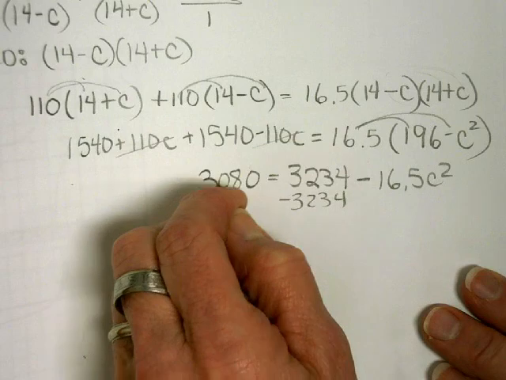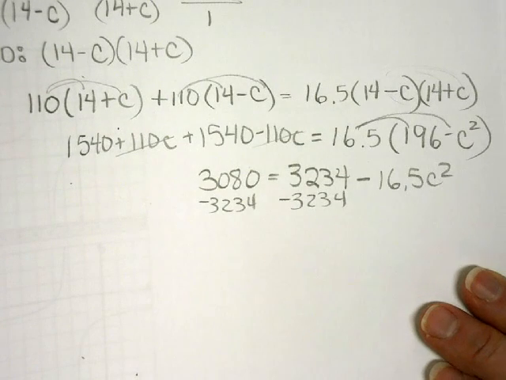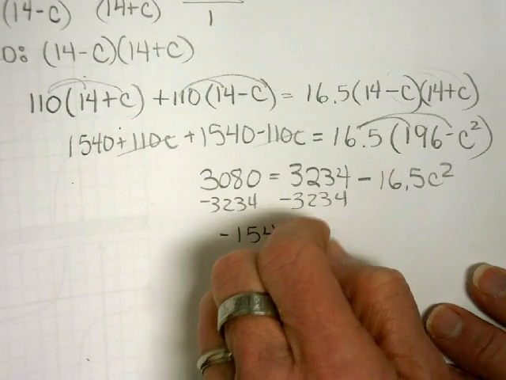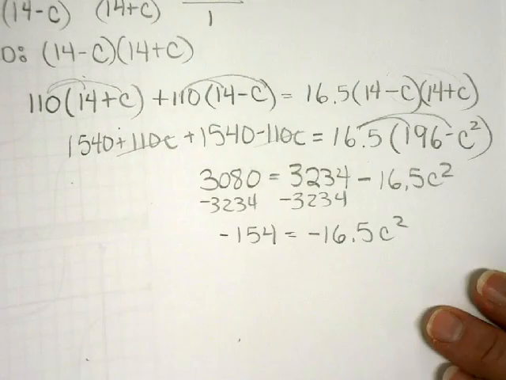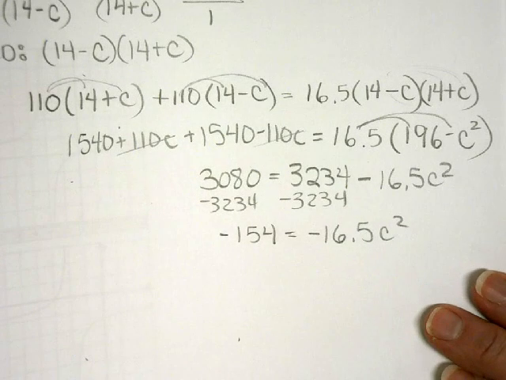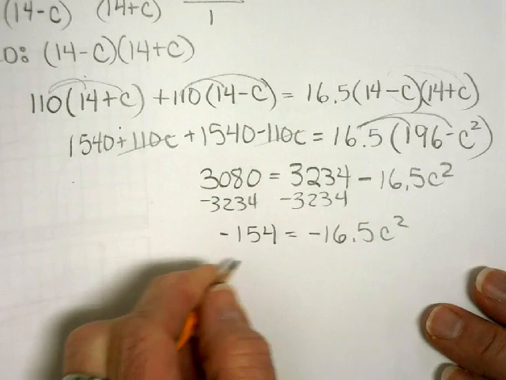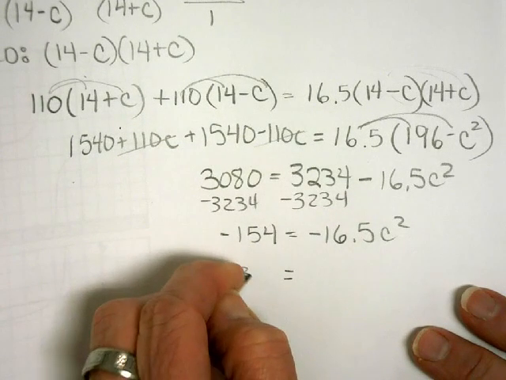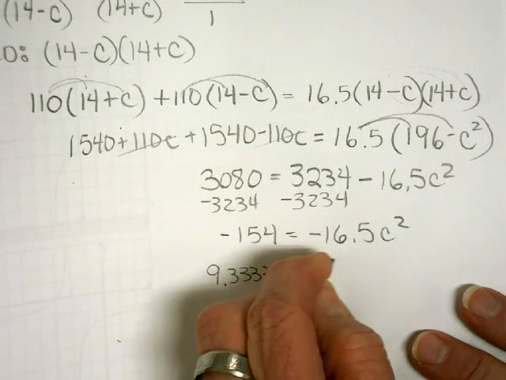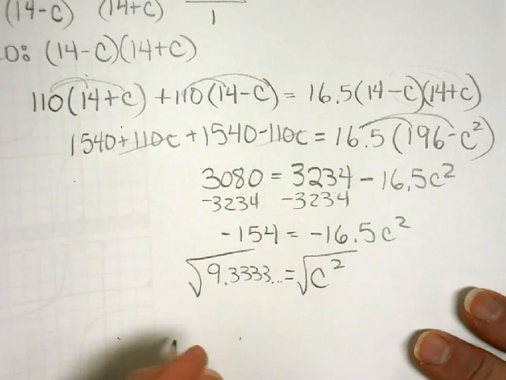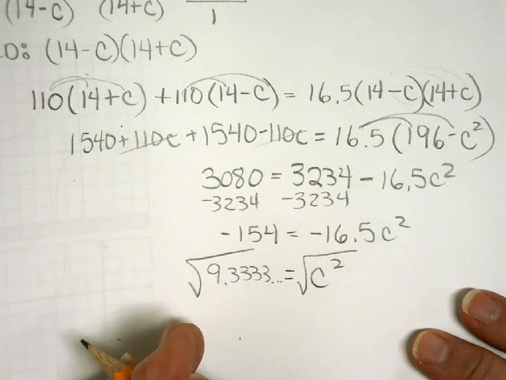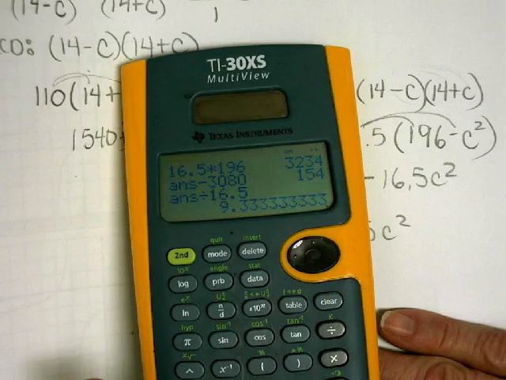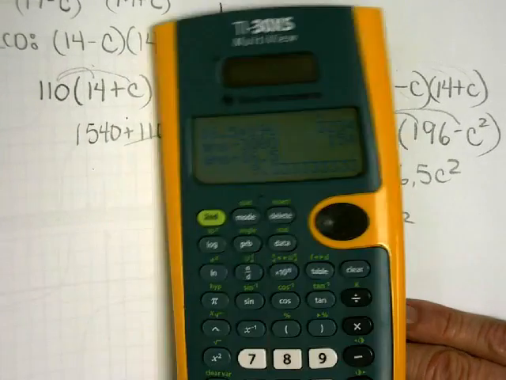And since there's only a C squared, there's no C, I can just get C squared alone and take the square root. So I take away 3234. I get negative 154 equals negative 16.5 C squared. So we divide by negative 16.5, and I get a pretty ugly, well, it's not bad, 9.3. You don't want to round, guys. You don't want to round here. You want to hit square root, second answer.